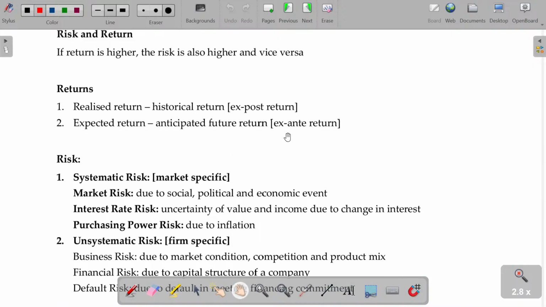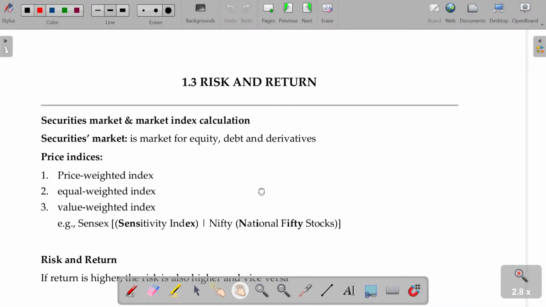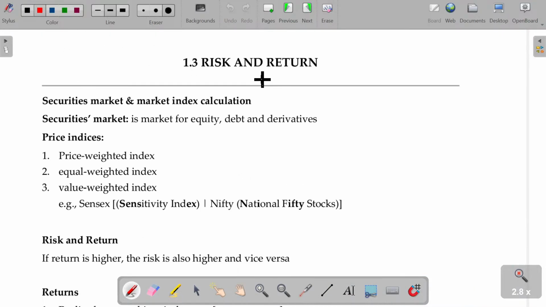We'll move on to the next content, risk and return. Now, everybody's intention is to reduce the risk and increase the return. Okay, you need to have a mixture where the reduced risk should give you the most return. In such a way you have to choose the investments.